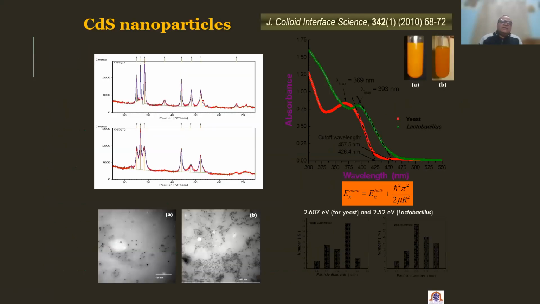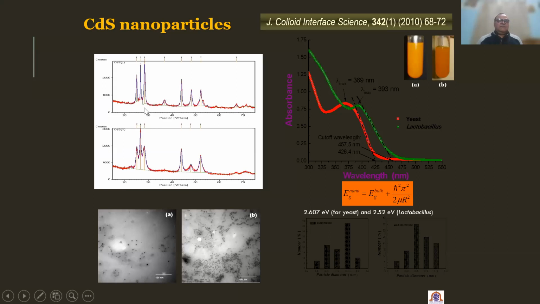So just for an example, here we have taken use of yeast and lactobacillus for synthesizing quantum CdS nanoparticles. Here you can see it is more intense, it is less intense, and the particle size was very, very less here. It was 5 to 10 nanometers and 13. You can see the peak broadening. That is the sign that the material has got transformed into nanomaterial.